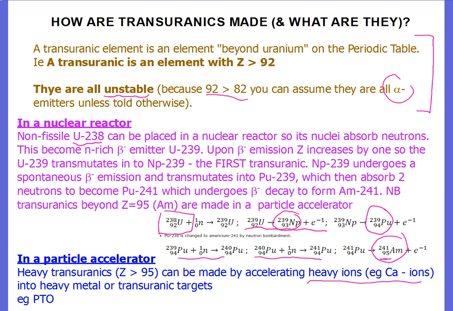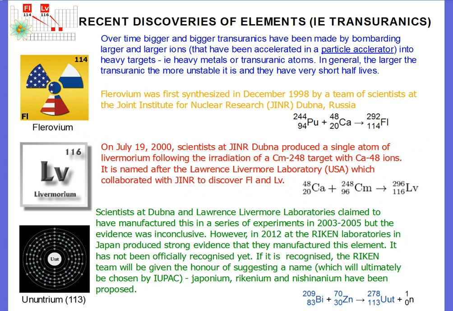And in part of the course, you have to actually know some recent discoveries of elements, and they've all been discovered in particle accelerators. Over time, they've bombarded larger and larger ions into targets, and what they get is heavier and heavier transuranics. But as they get heavier, that means you've got more protons, which means you've got more electrostatic repulsion, which means they become more and more unstable, and they've got shorter and shorter half-lives as we go on.